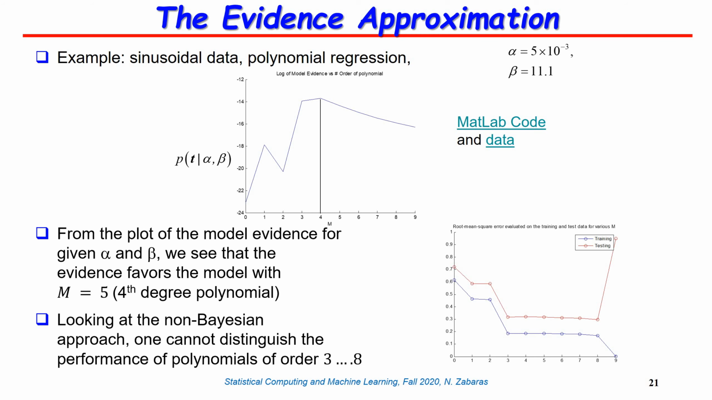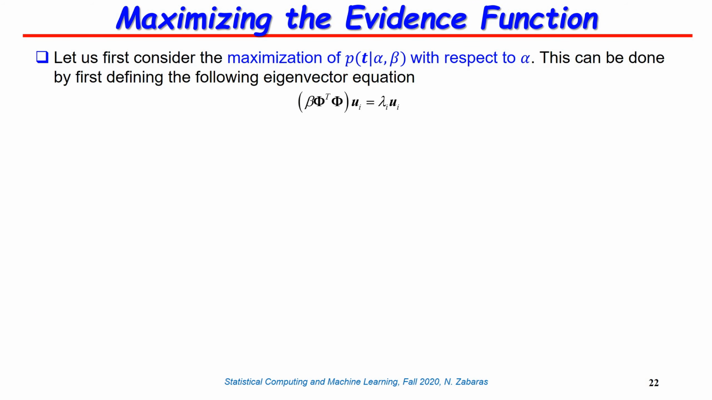Okay, so let's go and do the optimization of the marginal likelihood that we derived. And to do the optimization, we're going to have to do a little bit of algebra. So the first thing I'm going to do, and I'm going to follow the notation directly from Bishop's textbook, is use the eigenvalue problem corresponding to the matrix beta phi transpose phi, and I'm going to call the eigenvectors ui and the eigenvalues lambda i. Okay?